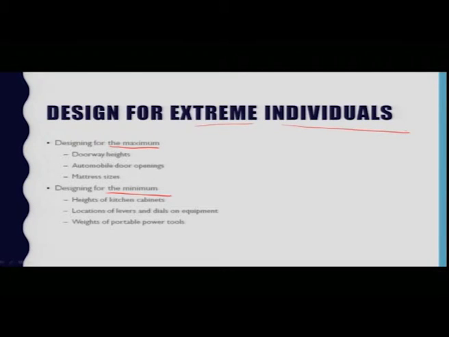So, if we take an example of doorway heights. In a room there is a doorway and we have to design a doorway. We have to take care of the height of the maximum person that can enter and exit that particular door. So, doorway height is one of the examples in the category of designing for maximum. Automobile door openings, mattress sizes, and as far as designing for the minimum is concerned.